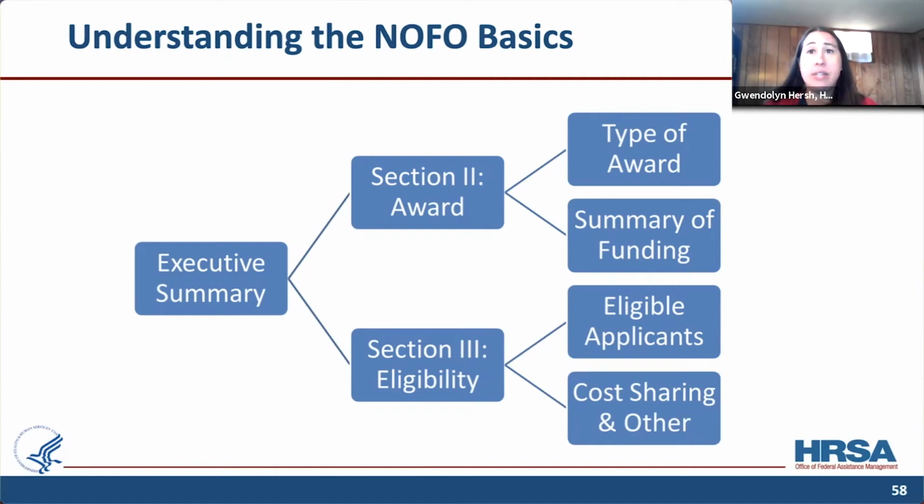Section 3 contains the eligibility information. This section contains information about eligible applicants, as well as cost sharing or other important information. Eligible applicants can be dictated by statute, legislation, or regulation, as well as cost sharing or matching information, if it's statutory or regulatory, will also be included in these sections. Other eligibility requirements may also include whether there's maintenance of effort or there's a limit on the number of applicants one entity can submit, as well as any eligibility criteria for your beneficiaries or program participants.